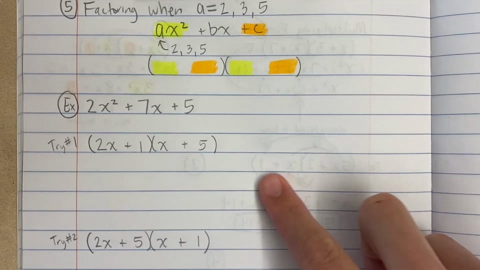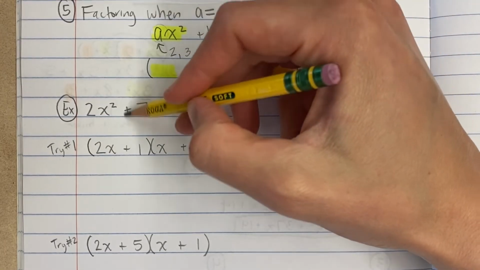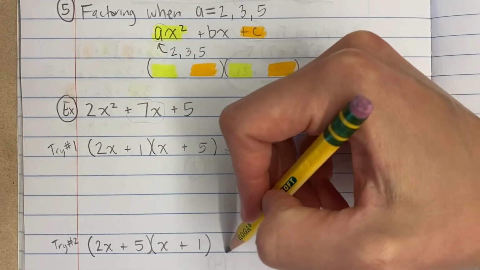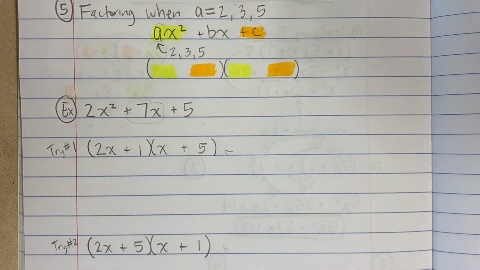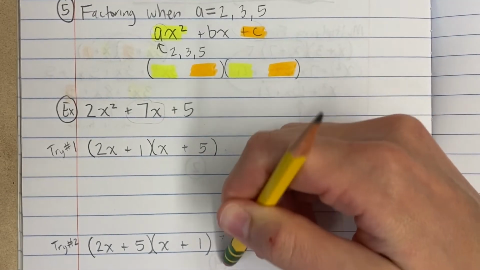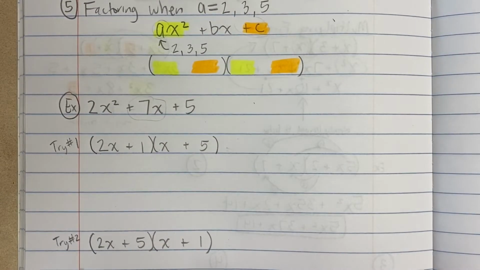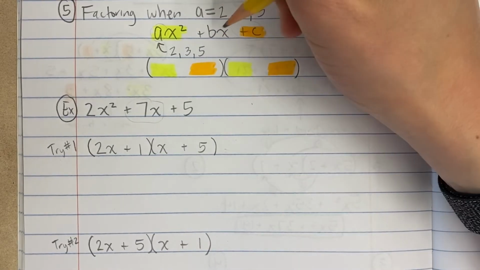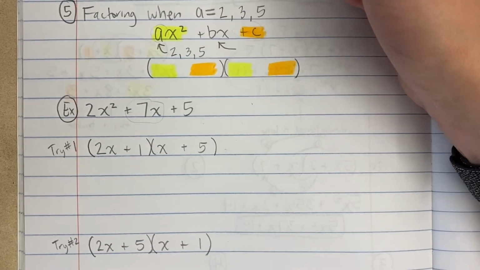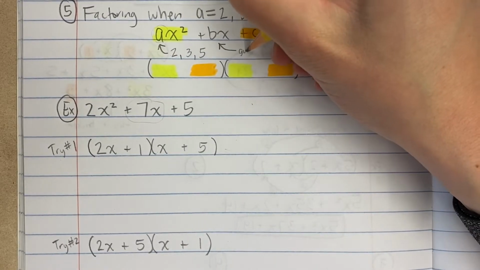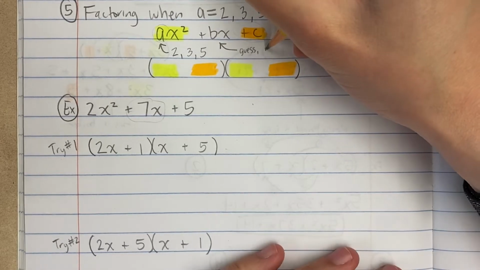So now here is where this middle term comes into play, because I need to see which of these answers gives me that 7x. And only one of them does. So how am I going to do that? I'm going to multiply to check. So for this middle term, you kind of guess, and then you multiply to check.